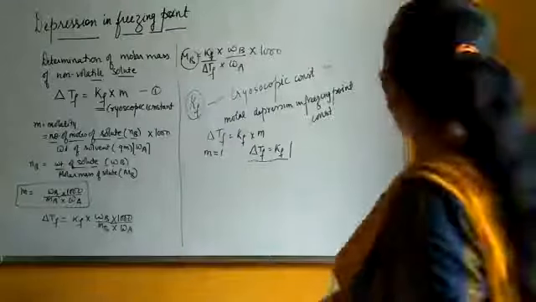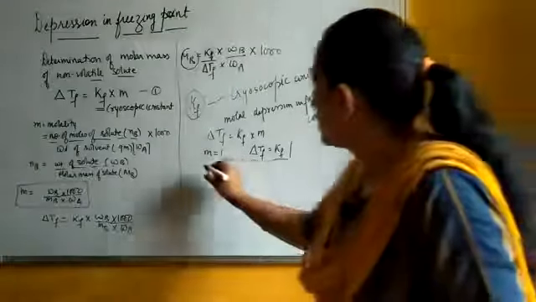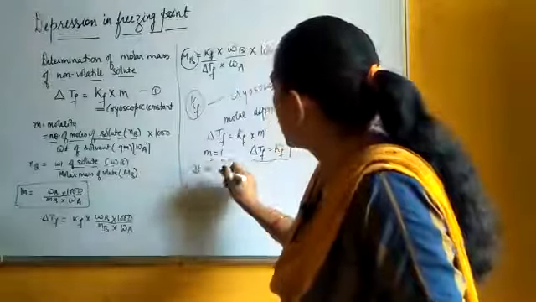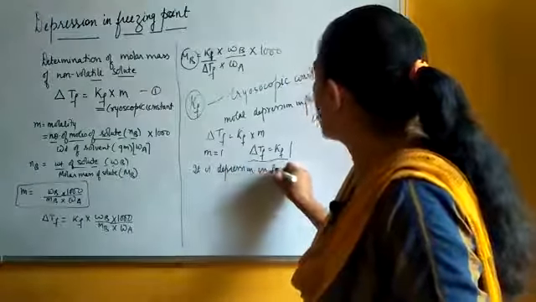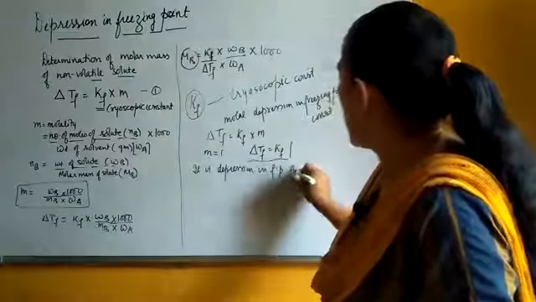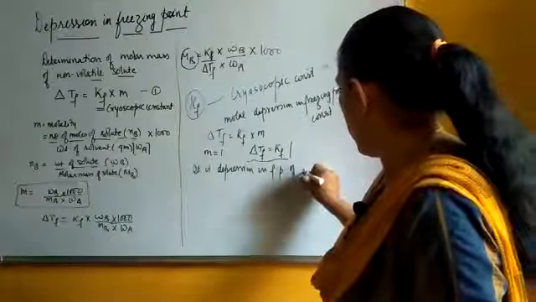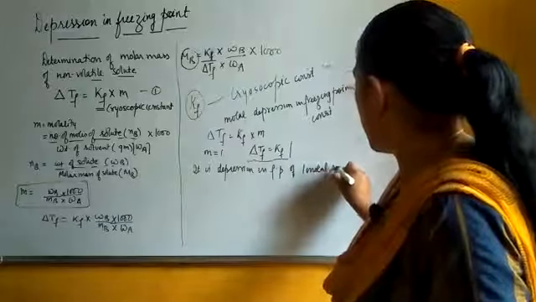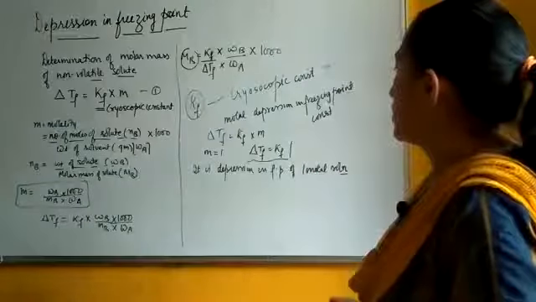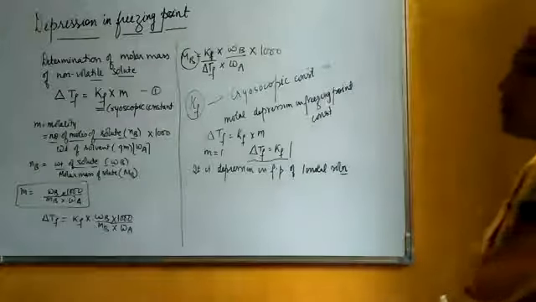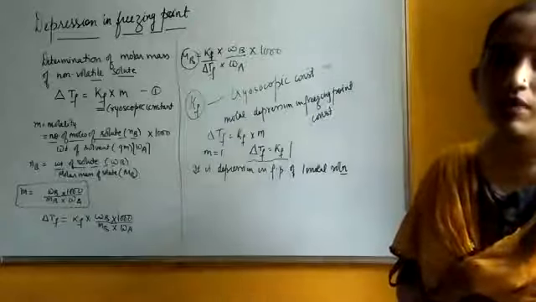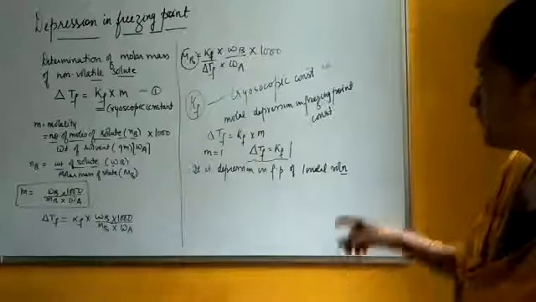So what is the cryoscopic constant? It is the depression in freezing point of 1 molar solution. So how will you define the cryoscopic constant? It is the depression in the freezing point of 1 molar solution. That means when the concentration of the solution is 1 mole per kg of the solvent.